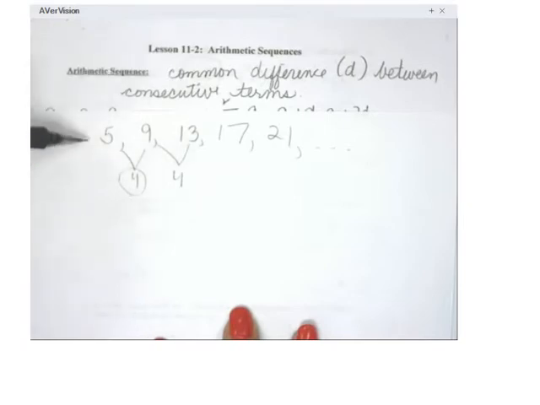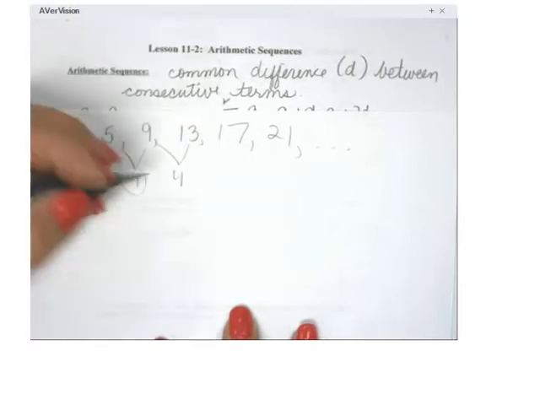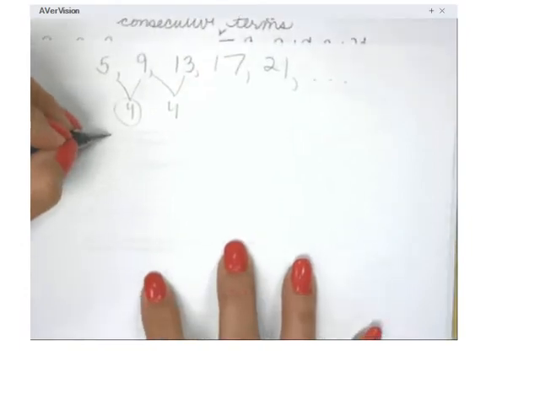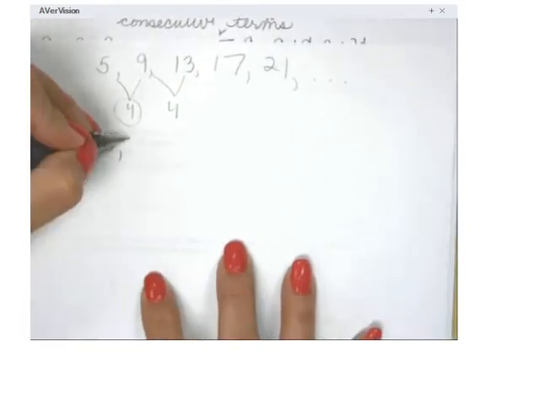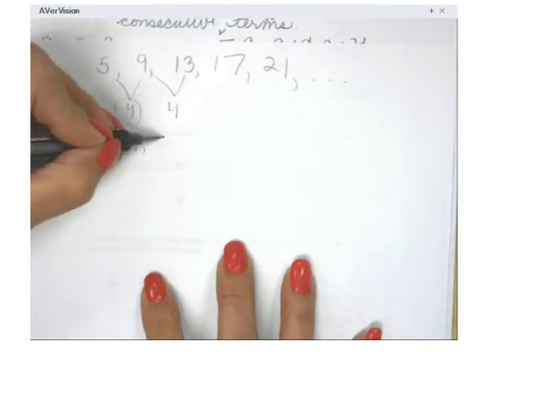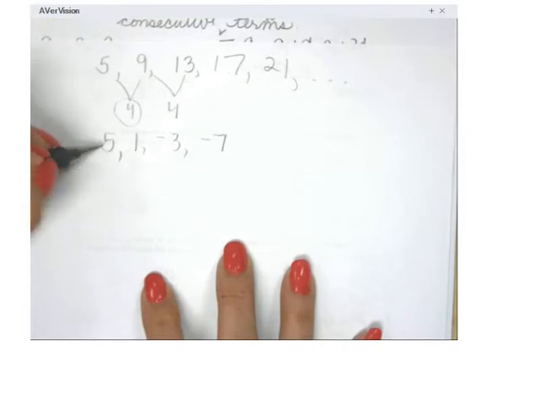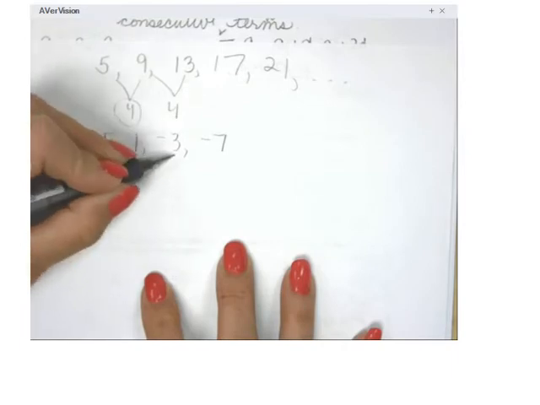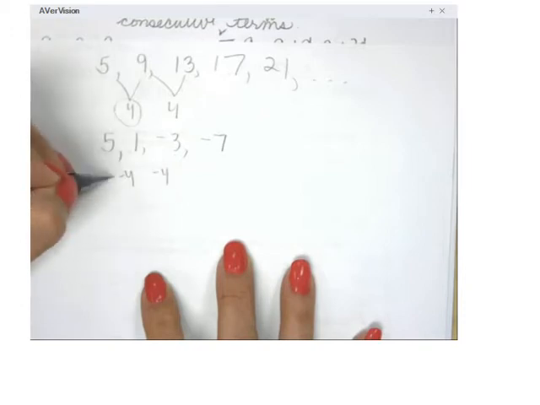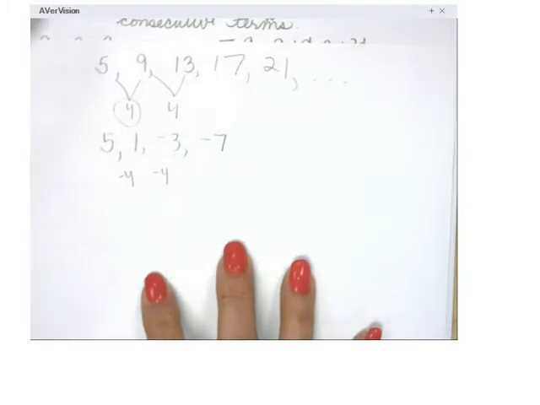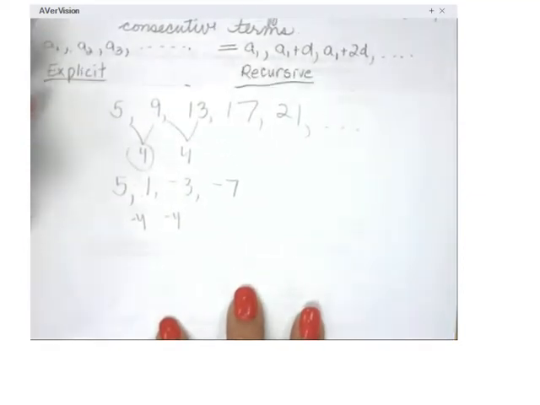Now, they don't necessarily have to go up by 4. I could have a sequence that goes down by 4 as well. So I could start with 4 and have a term of 1 and have a term of negative 3 and have a term of negative 7. 1 minus 5 is negative 4. Negative 3 minus 1 is negative 4. And in this case, I would say that my common difference is negative 4. So when we're finding the common difference, it's always the second term minus the first, the third term minus the second term, etc.